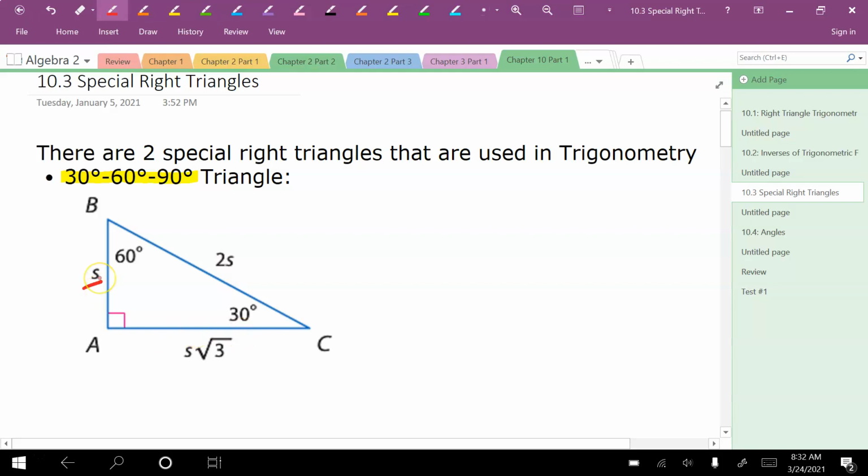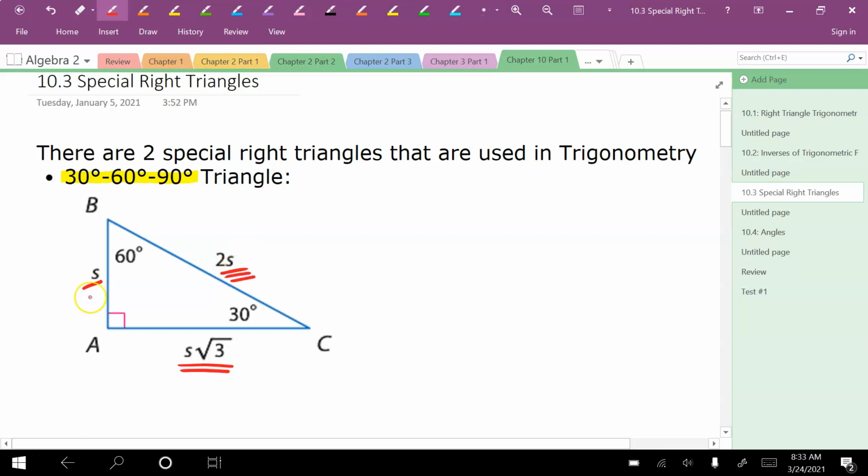You could also refer to that as the shorter leg, because in a 30, 60, 90 triangle, one of the sides is going to be smaller than the other one. So the side across from the 30 is going to be the shorter side. So I use S to represent that. Now the side across from 60, that would be the longer side. That's S square root of 3. And the side across from the right angle, the hypotenuse, is your 2S.